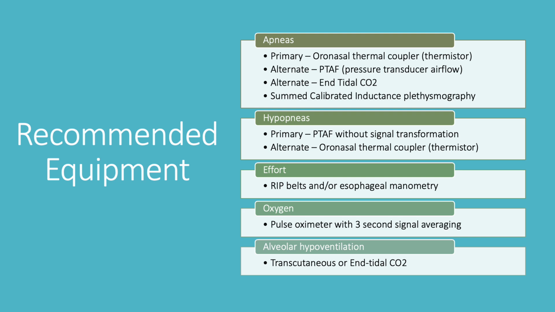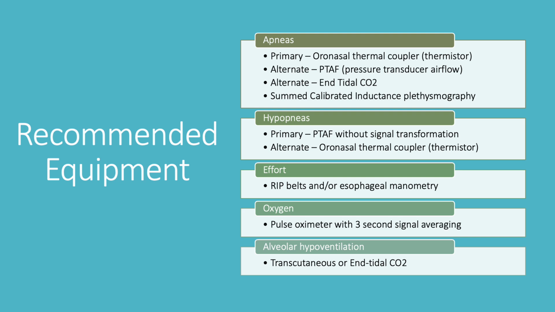which is used for apneas. The key prefix here is therm, which measures the airflow with the temperature changes. Nasal pressure transducers, or pressure transducers for airflow, PTAF, use a cannula to measure the pressure, and they measure hypopneas. Respiratory effort belts are used to tell if a patient is trying to breathe or not, and that's how we distinguish central versus obstructive events.